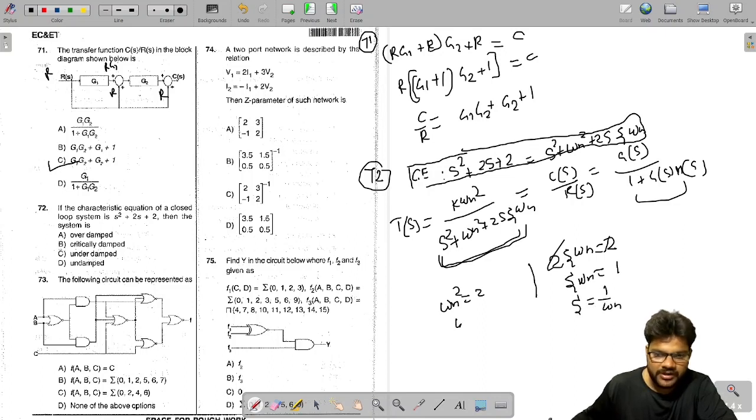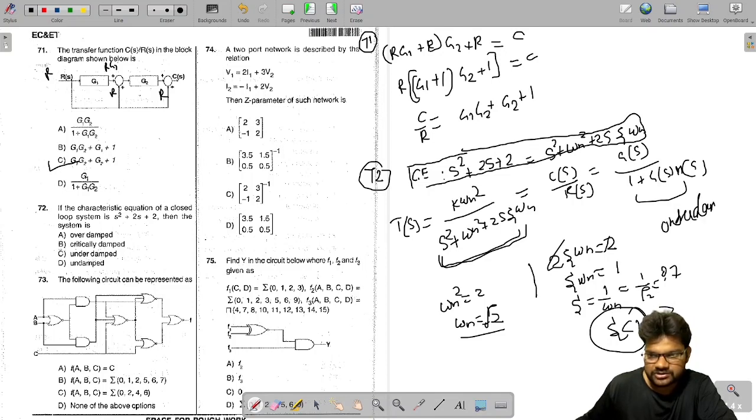So omega n is root 2 and zeta will be 1 by root 2, which is 0.7. If zeta is less than 1, then this is called underdamped. So the system is underdamped, because zeta is less than 1. So the correct option is C. Okay, so let us go to the next questions.